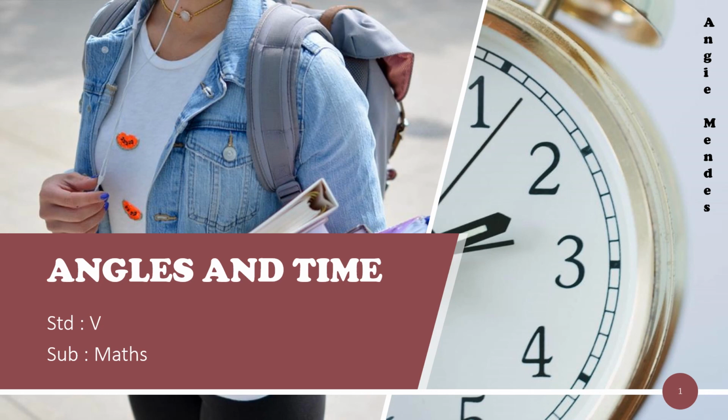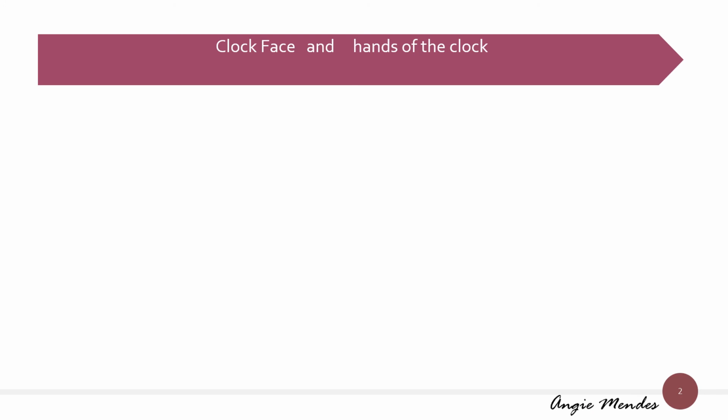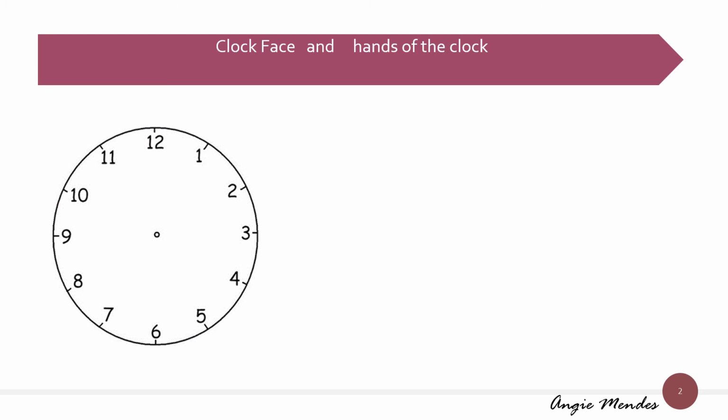Hello students, today we will be learning a rather interesting concept, that is angles and time. I'm sure you're familiar with the parts of a clock. We have what is known as the clock face. This is the circular part of the clock, and you can see that on the circular part of the clock we have some numbers which are written here.